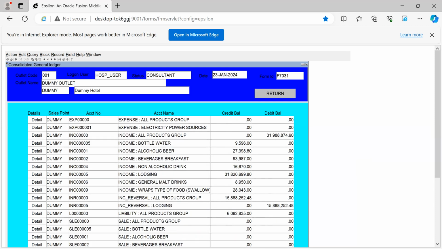Now, this is income. Total income I've generated in this hotel. And the breakdown of what makes up the total income are income you make on bottled water, income on alcoholic beer, income on beverages, breakfast, non-alcoholic drinks, lodging income, the malt drinks income, wrap of food that is swallowed. So all this income altogether constitute this amount.